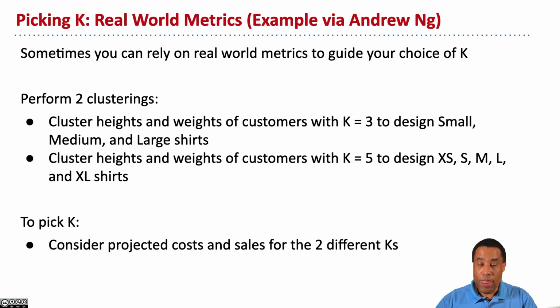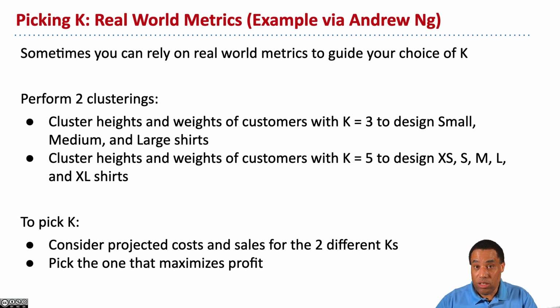And so if we project our sales will be greater if we give customers more flexibility and a better chance of having a shirt that looks more tailored, then we might actually sell a lot more shirts. And that might offset the projected costs. And so really at the end of the day, we're going to make our projections and then we'll pick whichever one is going to maximize our profits.